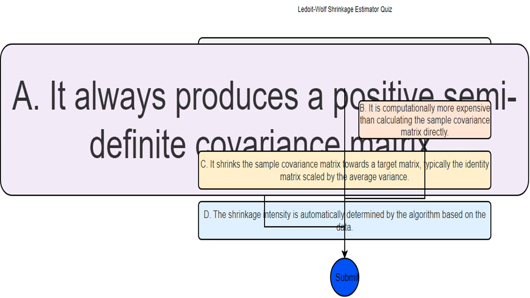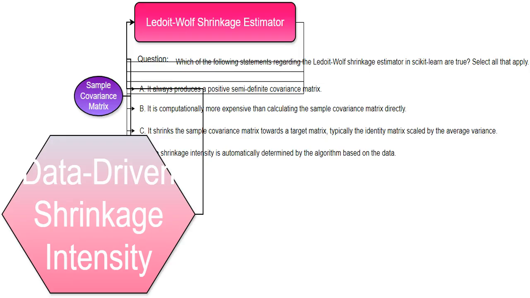issues in subsequent analysis. I see this refers to how the Ledoit-Wolf method figures out the best amount to shrink the sample covariance matrix. It doesn't use a preset number. Instead, it looks at the data itself and calculates the optimal shrinkage intensity. This is a really cool feature because it means I don't have to guess or manually set this parameter. It's all automatic. Isn't that neat?